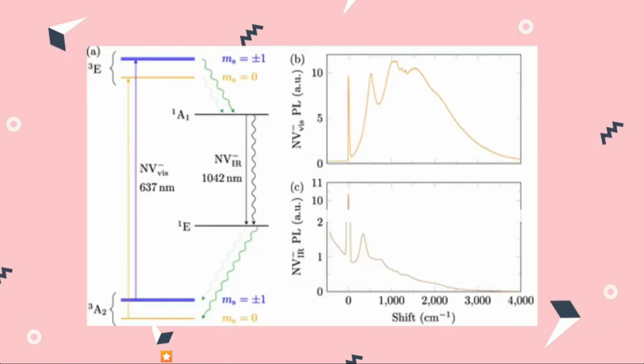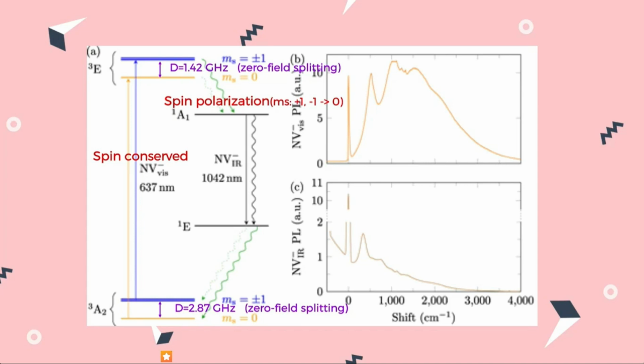Now if we look at this point, it suggests that there is a zero field splitting. What do we mean by zero field splitting? It means the gap between 0 and plus-minus 1. It's called zero field splitting. In the excited and ground states, the spin remains conserved, and spin polarization also occurs.